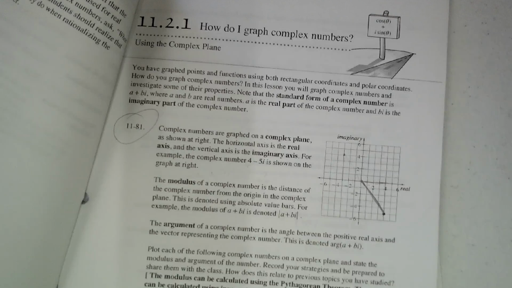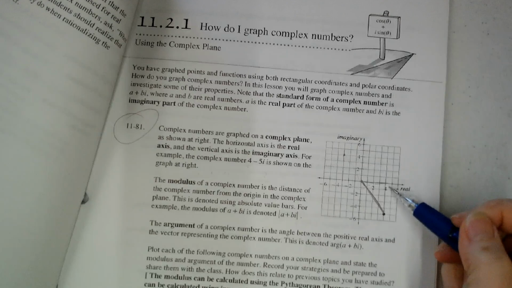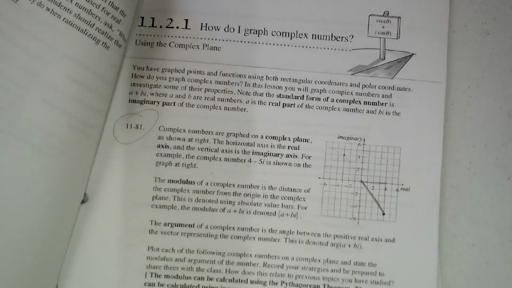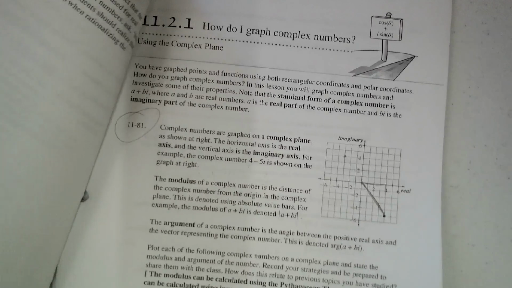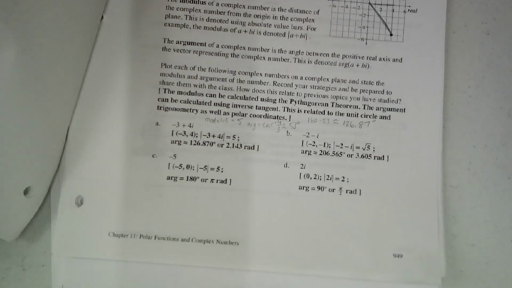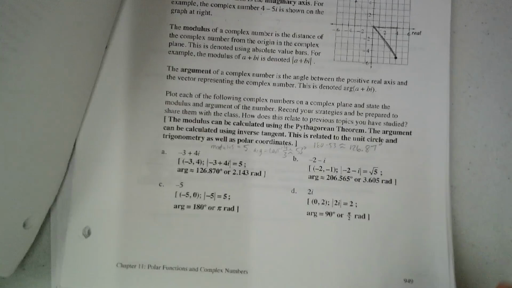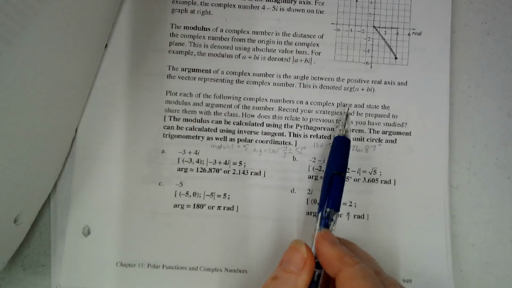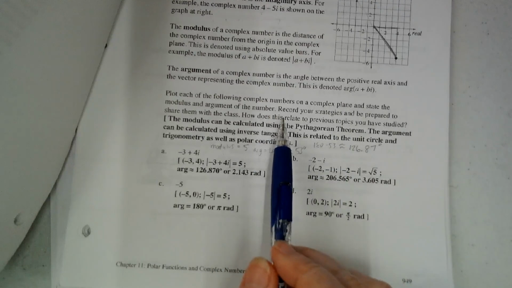So anyway, the modulus is kind of like a distance, and it can actually be viewed as the hypotenuse of a triangle if you draw a little right triangle on the x-axis, and the argument is an angle measure. Okay, so they want us to plot each of the complex numbers. I'm not going to do all of these. I don't know if I can do this in 10 minutes, but I will try.